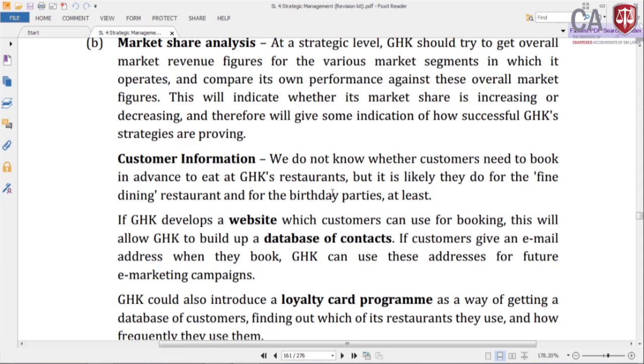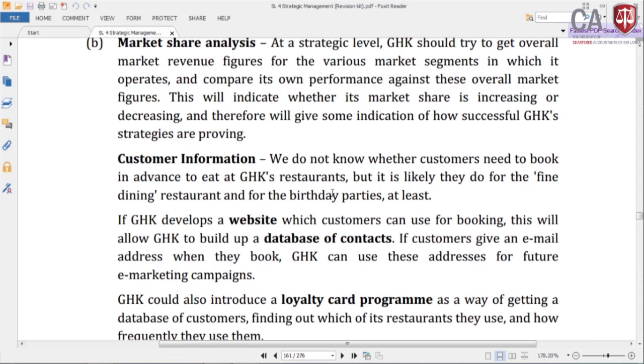So market share analysis, that is one piece of information they are looking at. Look at what the examiner is saying on this. At a strategic level, GHK should try to get overall market revenue figures for the various market segments in which it operates and compare its own performance against these overall market figures. This will indicate whether its market share is increasing or decreasing, and therefore will give some indication of how successful GHK strategies are proving. This is one area you can concentrate on.